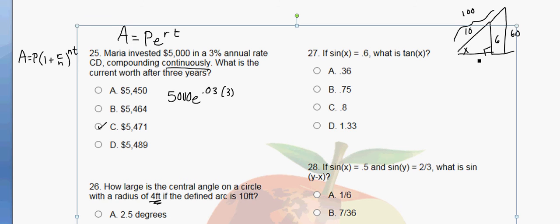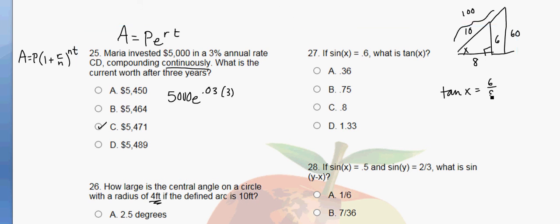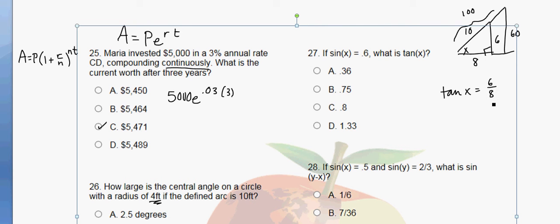And I chose that, of course, because it's a Pythagorean triple. Then we know we have our 6, 8, 10. Now we just have to say, what's tangent? Well, tangent is opposite over adjacent. So tangent of x would be the opposite side over the adjacent side. So 6 over 8 is 3/4, or 0.75.